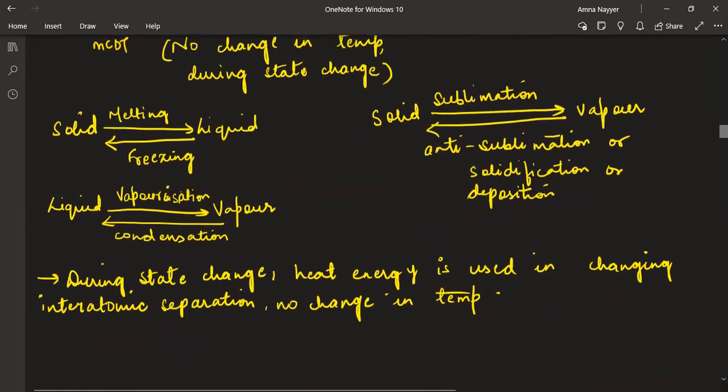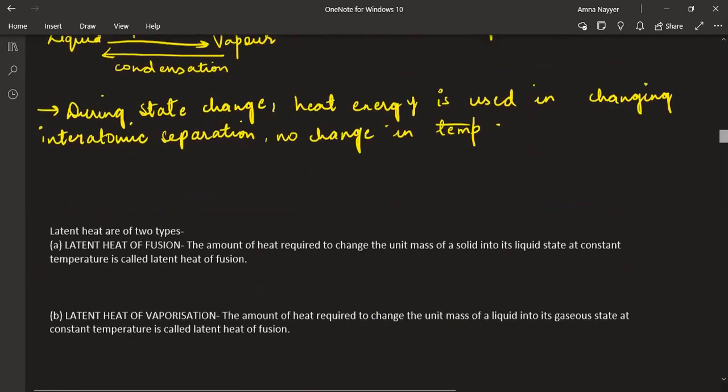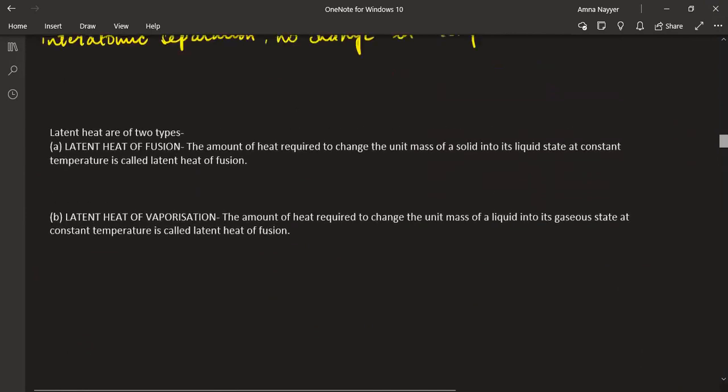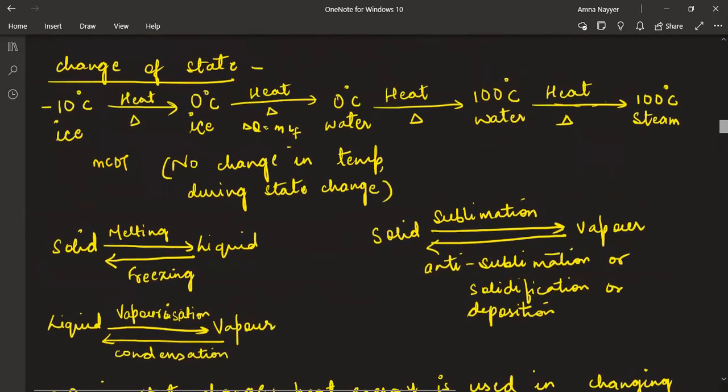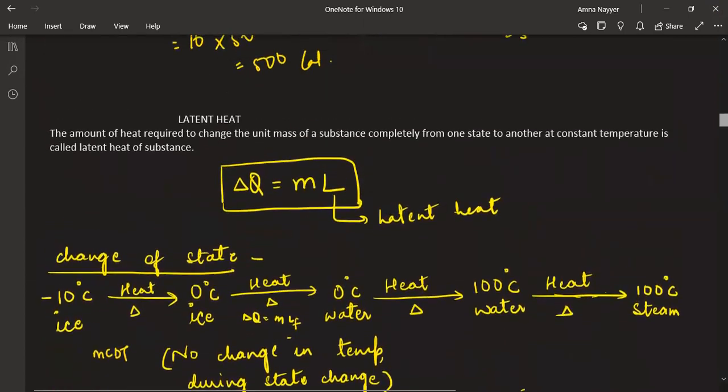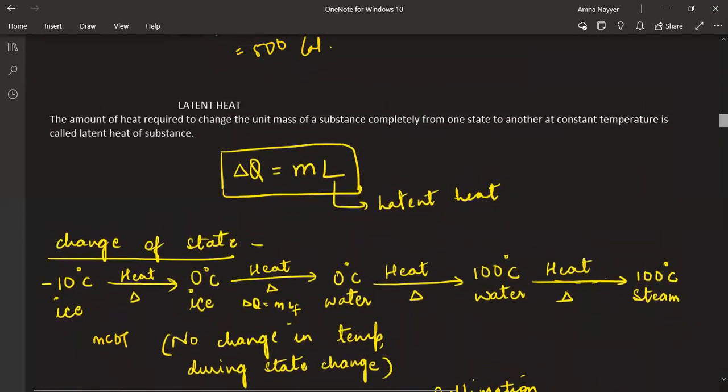So during state change, heat energy is used in changing interatomic separation, with no change in temperature. Same thing. I think you should note it down. Note down this part, and this is important, class. Please remember and mark when you are writing that this is important. This change of heat, ice into steam at least. You'll get a graph also that I'll discuss later.